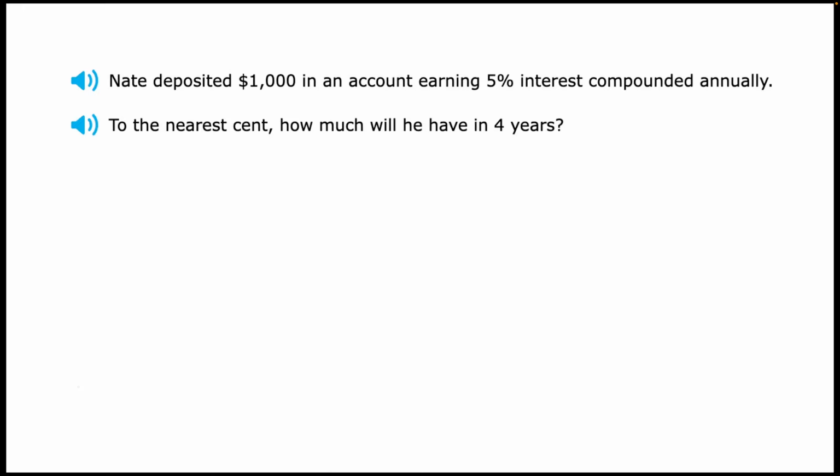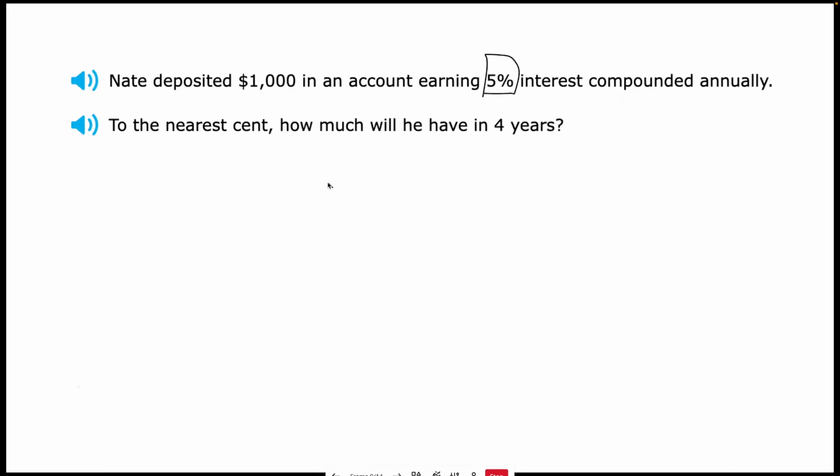All right, now that you've read the problem, we're talking about putting money into a savings account or some sort of account, and it wants to know how much you're going to have. So let's talk about this percentage. This is the tricky part of the problem.